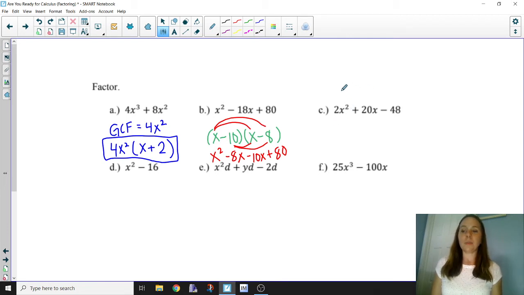Okay, so for this one, I see a coefficient of 2, and I notice that the other two terms are also divisible by 2, so there's a GCF there. The GCF, in this case, greatest common factor, is 2. So I'm going to first divide out a 2 from all of these terms. 2x squared divided by 2 is x squared, plus positive 20x divided by 2 is positive 10x. And negative 48 divided by 2 is negative 24.